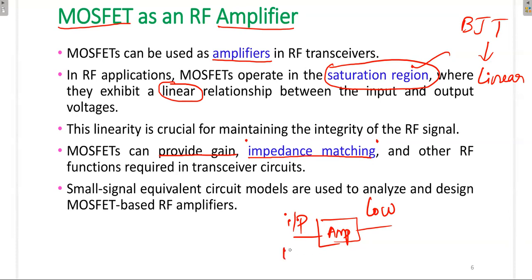So it has high input impedance. It's because as the gate terminal is insulated from the transistor, the current flow in the gate terminal is very, very low, of the order of microampere. So it exhibits very high input impedance at the input terminal. Then the small signal equivalent circuit model is used to design the RF amplifier.